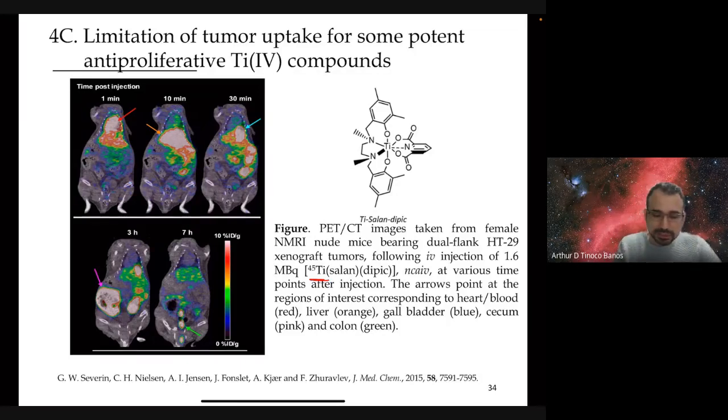We see time points of 1 minute, 10 minutes, 30 minutes, up to 7 hours. Keep in mind that the tumor in this mouse is actually in the side of the mouse. What they observed is a movement of the titanium compound through the body, and the different arrows and colors suggest momentary localization of the compound.